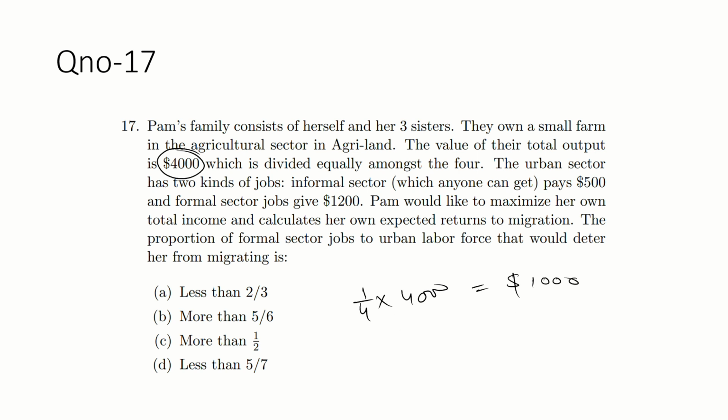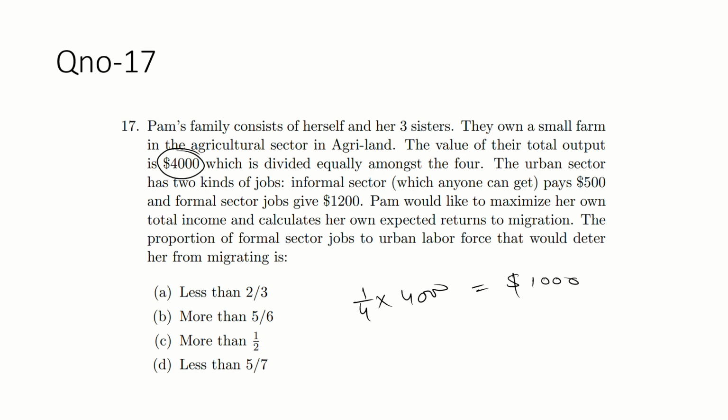$1,000. So each gets $1,000. Her income from agriculture sector is this much. But if the person has other options in the urban sectors, to get formal and informal jobs, and his payoff is also given, that is $500 for the informal sector, and for the formal sector that is $1,200. Okay, that's fine.